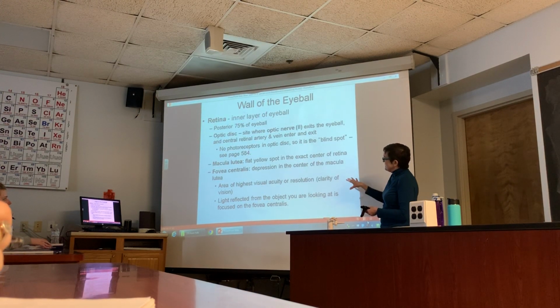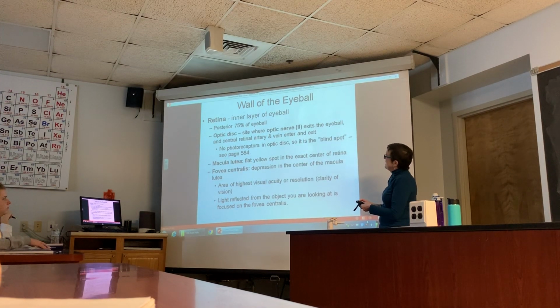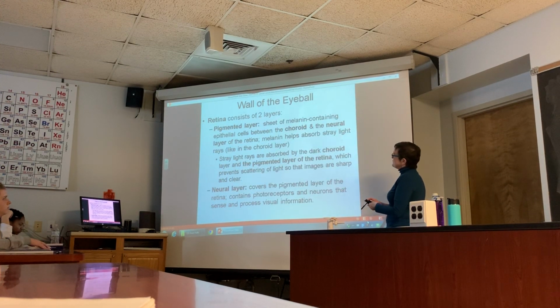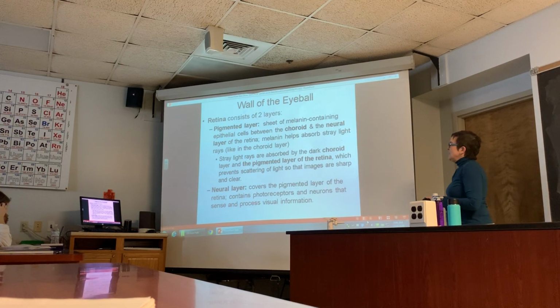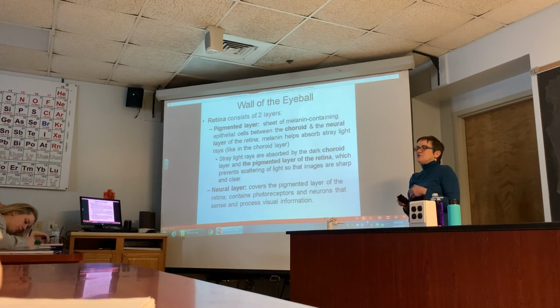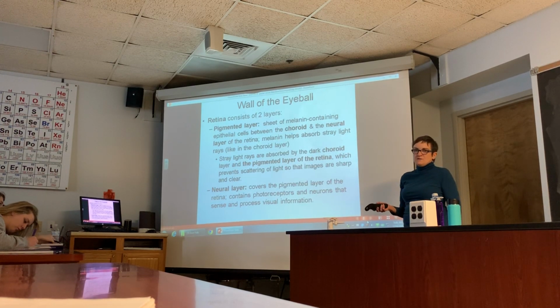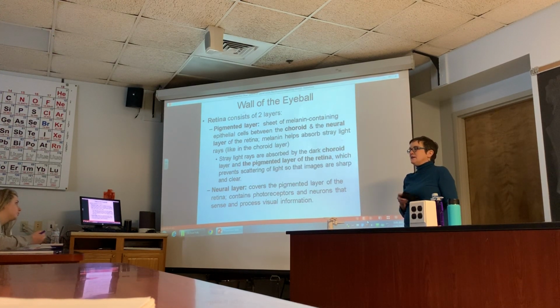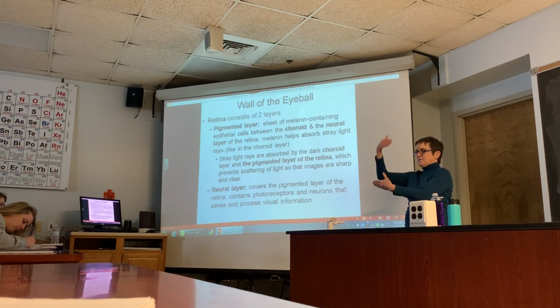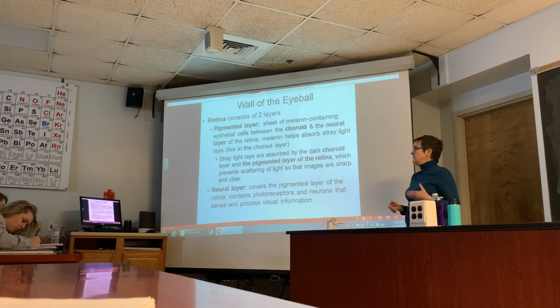Now, let's move on to a discussion of the retina itself, the inner layer of the eye. There's two layers of the retina. There's the pigmented layer, which is just on top of the choroid layer. And just like the choroid, it's pigmented. It's got melanin in it. So you've got the choroid, and on top of that, you've got the retina, and the pigmented layer of the retina has melanin in it.